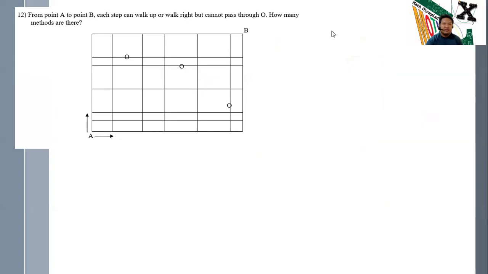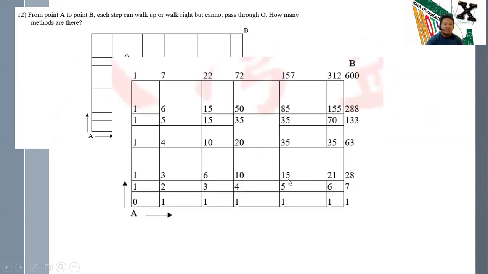Okay, question number 12. This one is usually going out in the questions. You cannot step on those zero paths. So how do we do this one? Here's the solution. We'll be starting with point A. Going in this direction, that's one way. Going up, this should be 1 also here. So going to the right, this is how we fill up these boxes.